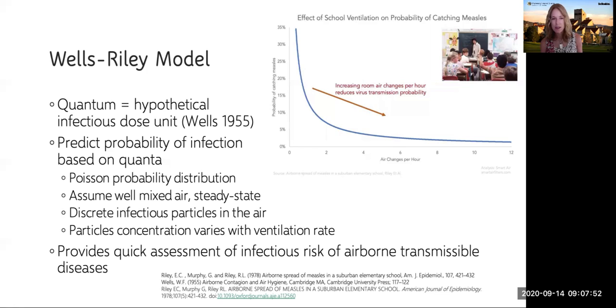And what's interesting is just to really observe how quickly the probability of catching measles drops when the air changes per hour increases to above even 2 air changes per hour, because this is really driving the virus out of the indoor air and bringing in fresh air from outside.